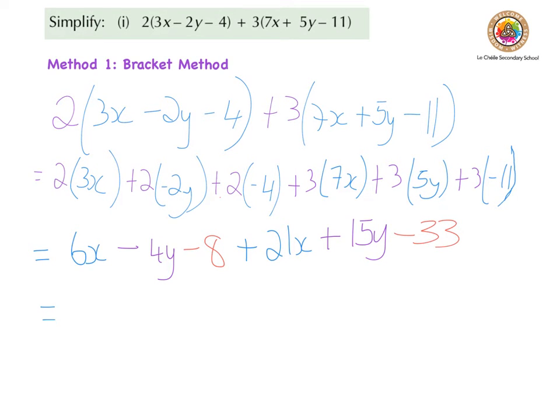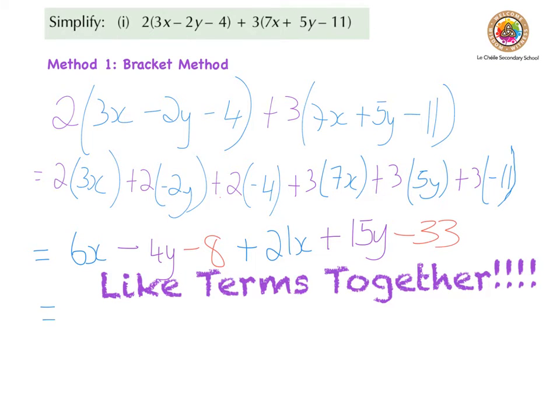So now the next most important thing here obviously is we put our like terms together. So here very clearly I can see, I'll put my x's together, so that's 6x, my plus 21x, then my next terms are my y's. So I'll have my minus 4y and my plus 15y. And then lastly just my numbers together. So that's the minus 8 and minus 33.